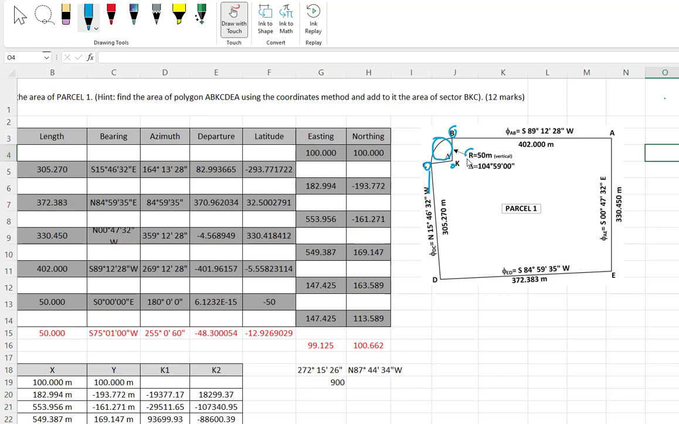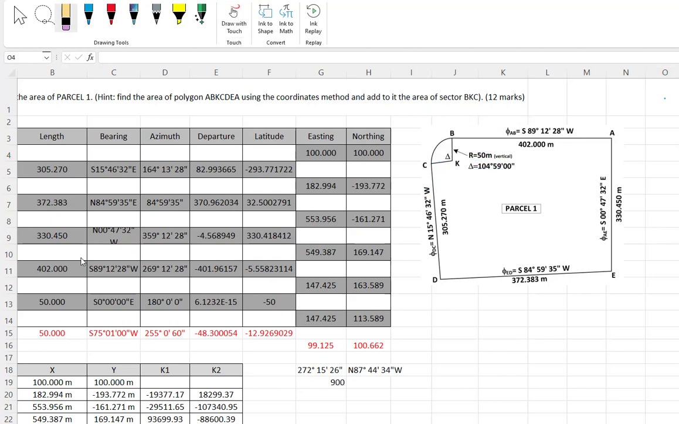The sector has r equals 50 meters, and the opposite angle, delta, is 104.5900. It is very important to note that the radius here is vertical, so alpha BK is 180 degrees, or alpha KB equals 0 degrees. This is very important because we will need it later.